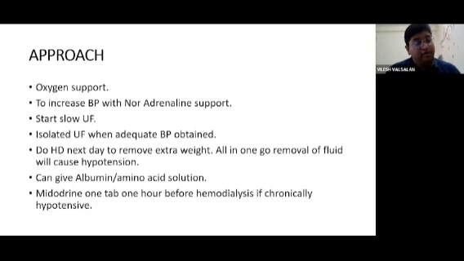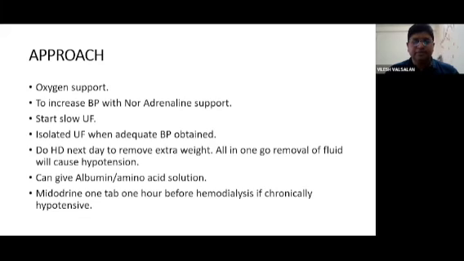One more point which I mentioned before, we don't have to remove all the 5 kilos in one setting in this patient. We can remove around 3.5 to 4 kilos to make the patient better, and you can go for a second dialysis the next day to remove the extra weight. Removing all the fluid in one go will cause hypotension for sure. At this point, we could give some amino acid solution to maintain the blood pressure. You can also give albumin, and midodrine 1 tablet 1 hour before dialysis was considered for this lady because she was coming chronically in a hypotensive state.